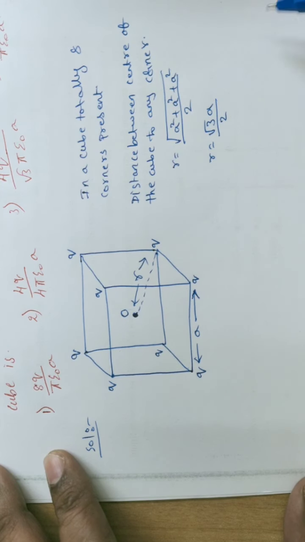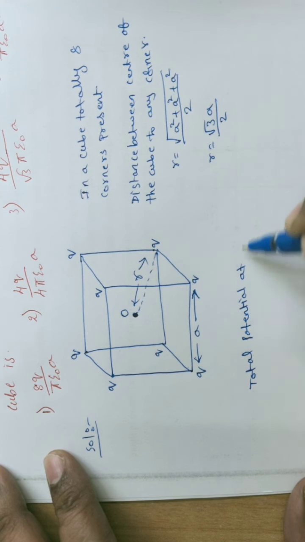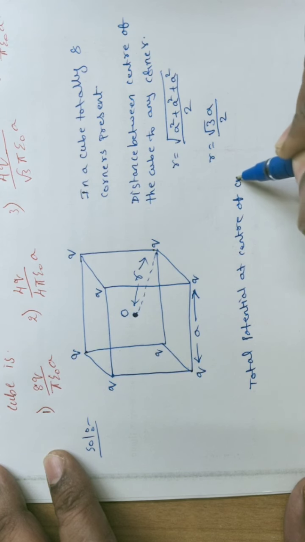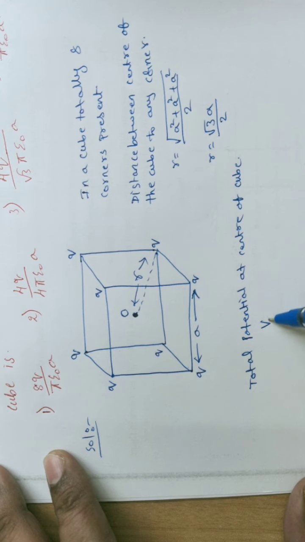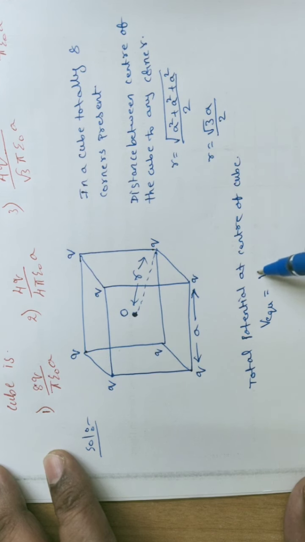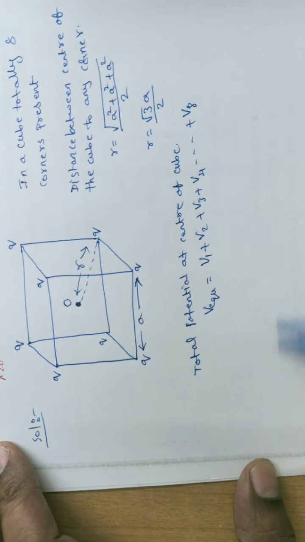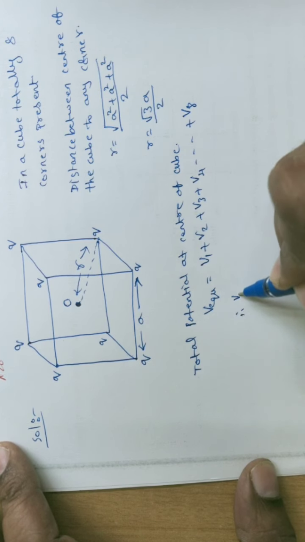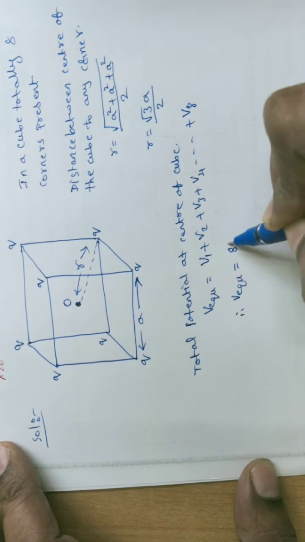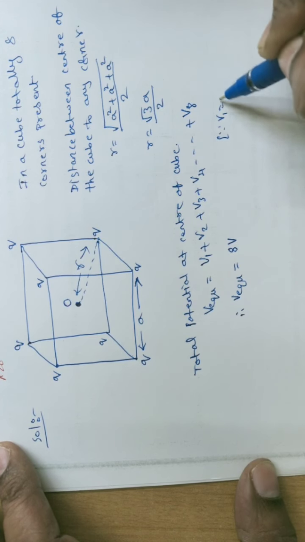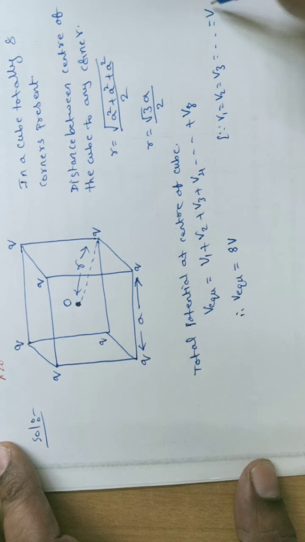Now V net, or the total potential at the center of the cube, I represent as V equivalent. By the principle of superposition, V equivalent is equal to V1 plus V2 plus V3 plus V4 and so on up to V8. Since all 8 corners give equal values, V1 equals V2 equals V3 and so on up to V8, each equal to V. So V equivalent is equal to 8V.